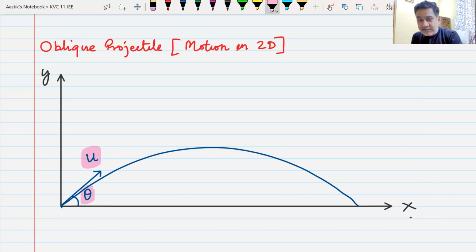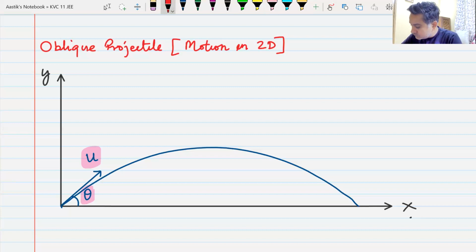In the previous case, this theta was 90. That is why it was known as vertical projectile. Now this theta is not 90, so it goes this way. Do we understand this? U is known as the velocity of projection and theta is known as the angle of projection. Now what is going to happen? It is not only going to go up, it is also going to move forward.